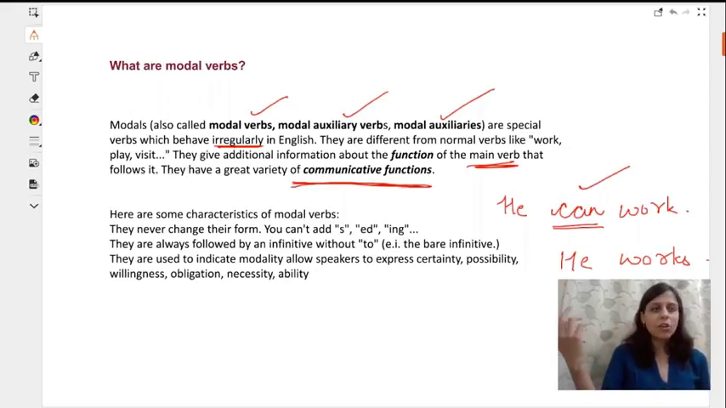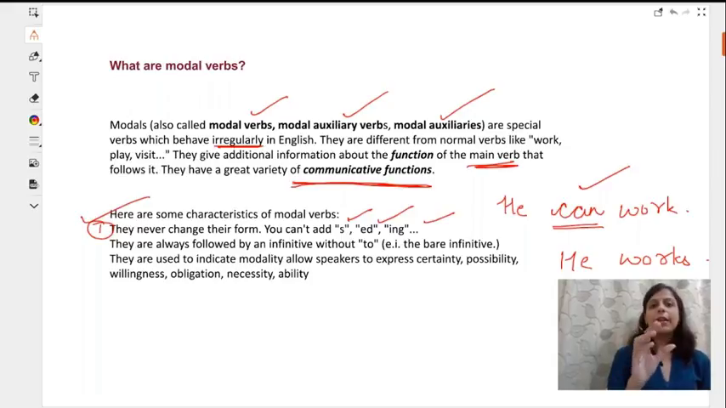If you're trying to behave authoritative, if you're trying to ask for permission, whatever is the cause, you have a different model for each state. So here are some of the characteristics I just told you. They never change their form. They never ever change their form. I discussed it with you. You can't add s, you can't add ed, you can't add ing at their end. Either if it's past, present or future, most of the modals remain the same, right?